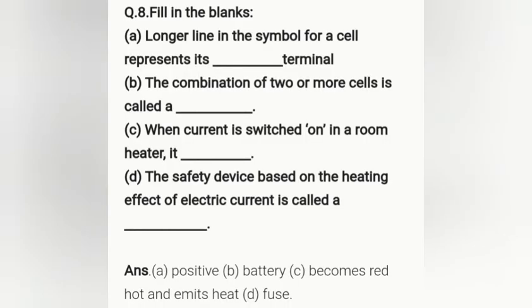Fill in the blanks. The longer line in the symbol for a cell represents its positive terminal. The combination of two or more cells is called a battery. When the current is switched on in a room heater, it becomes red hot and emits heat. The safety device used based on the heating effect of electric current is called a fuse. Next, see the next question.